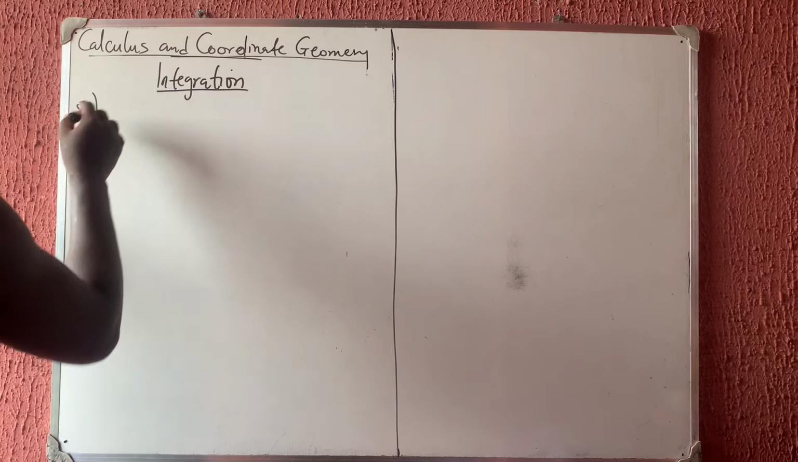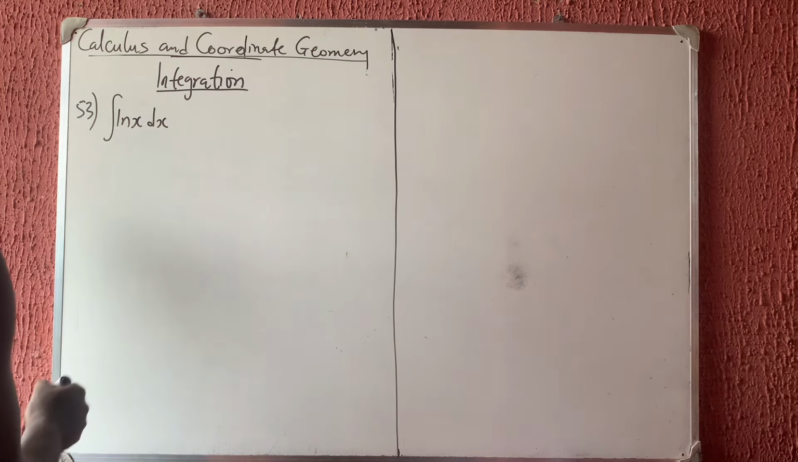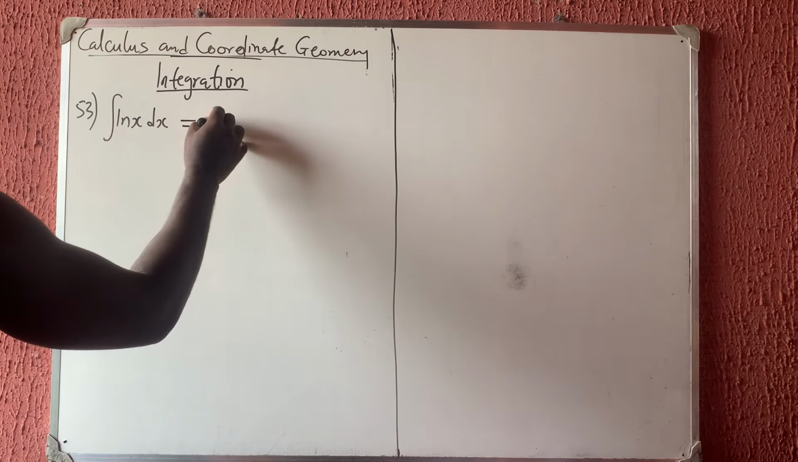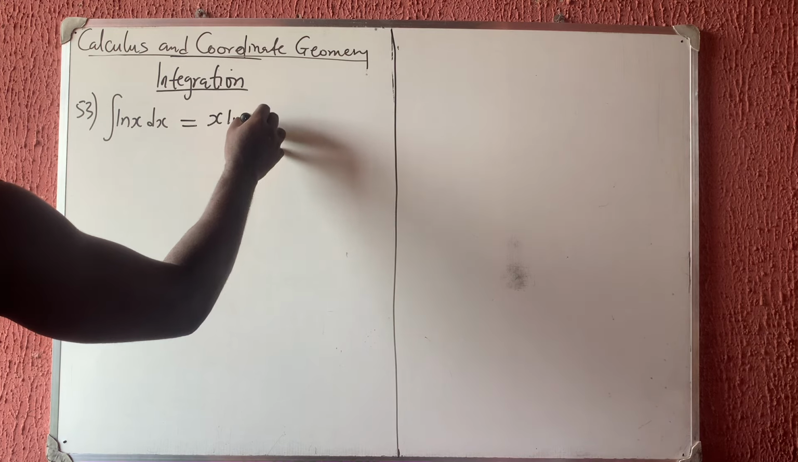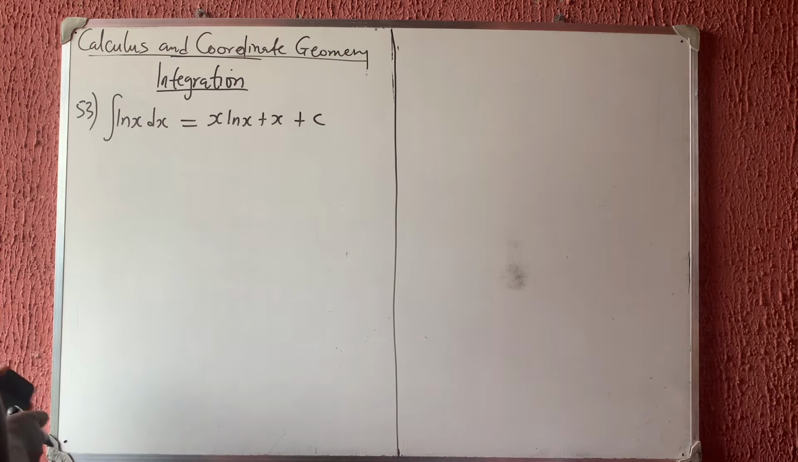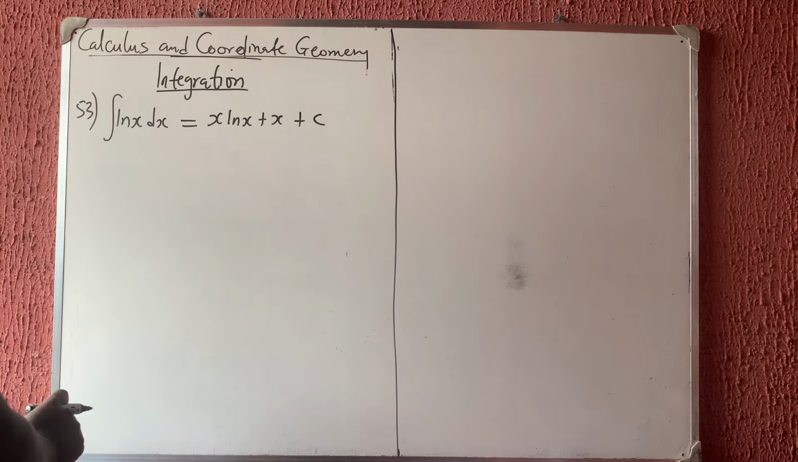53 said the integral of ln x dx. Okay, now you just need to know the answer. The answer for integration of ln x is x ln x plus a constant. You just need to know it. But let me show you how to solve it. If you cannot solve it, just know that it is x ln x plus a constant.